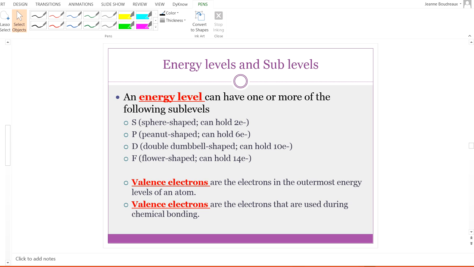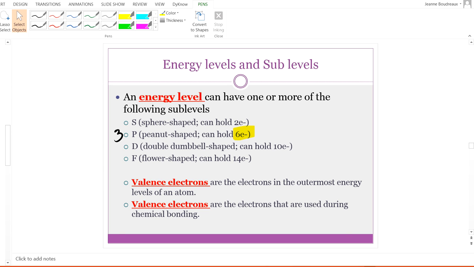So, if we take a look at our energy levels, they can have 1 or more of the following sublevels. We have 1 orientation of our S sublevel. It can hold 2 electrons. Well, there are 3 orientations of our peanut shape. If each one can hold 2, 3 times 2 gives you 6 total electrons.